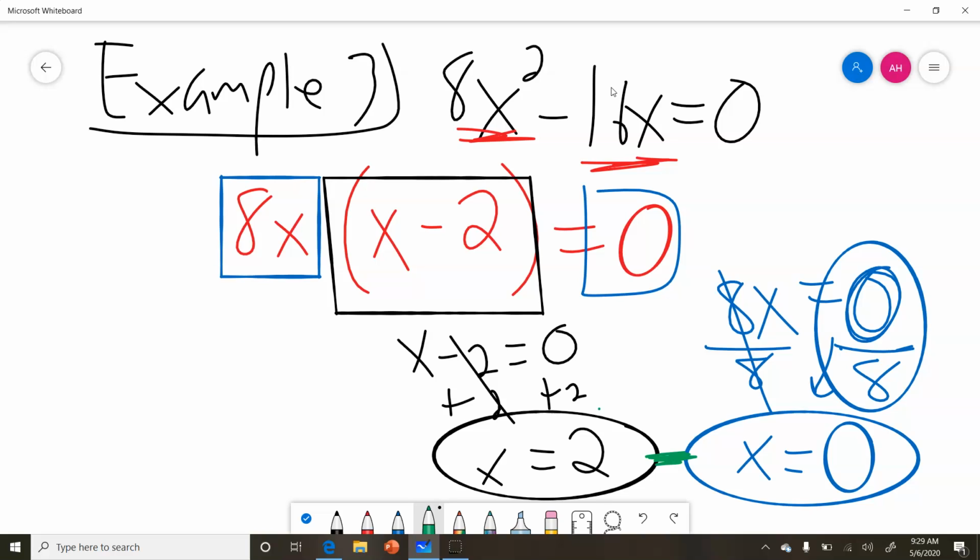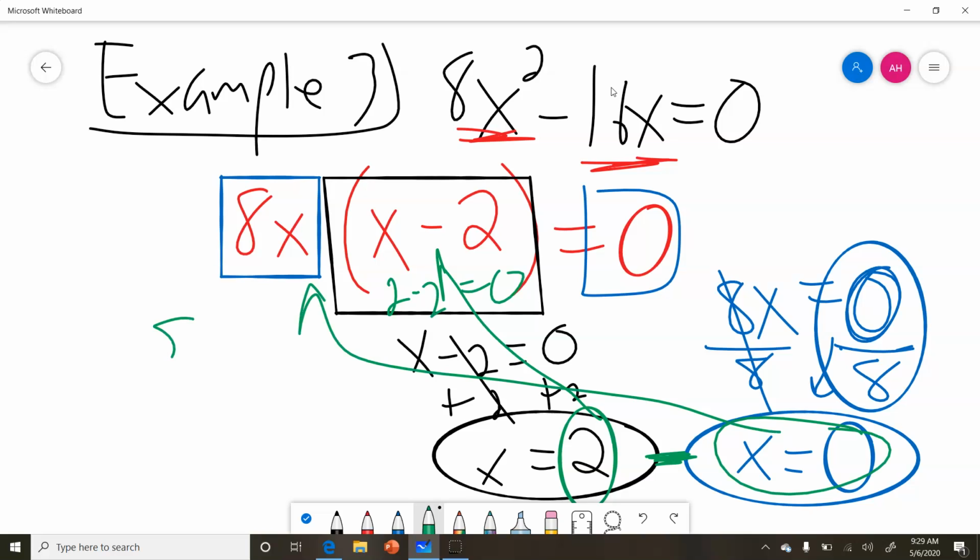And I can check that, right? I put in this 2 up here, and I get 2 minus 2. Oh, yep, that's 0, so I did it right. I put in this 0 down here. 8 times 0 is 0, so I know I did it right. Check and check. Okay? Now, let's go on to a harder one here.